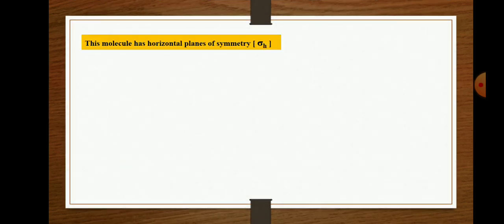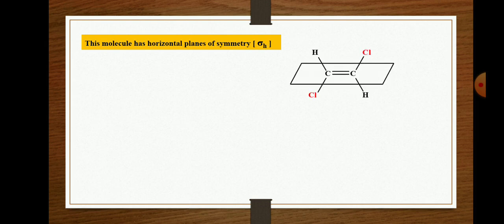Now students, this molecule has a horizontal plane of symmetry. Try to understand how the horizontal plane of symmetry is present. Look at this structure; I will show you a better way. The plane passes through all the atoms present in the molecule. It is a planar structure, and the cut is not shown as vertical, it must be a horizontal cutting.